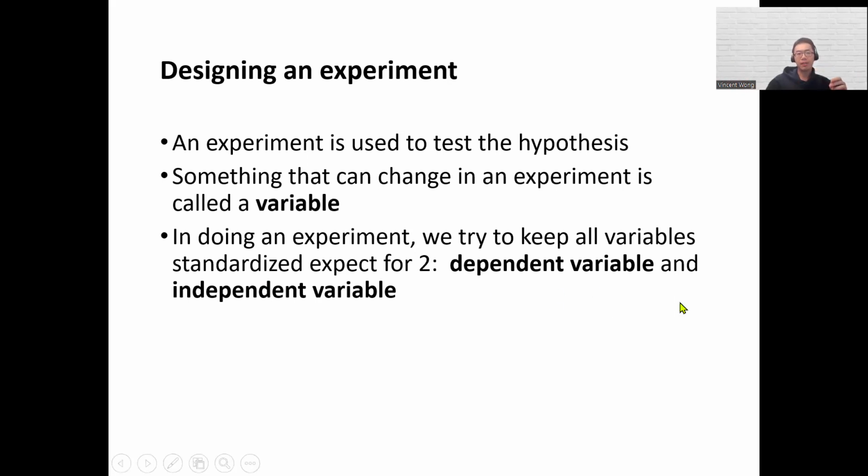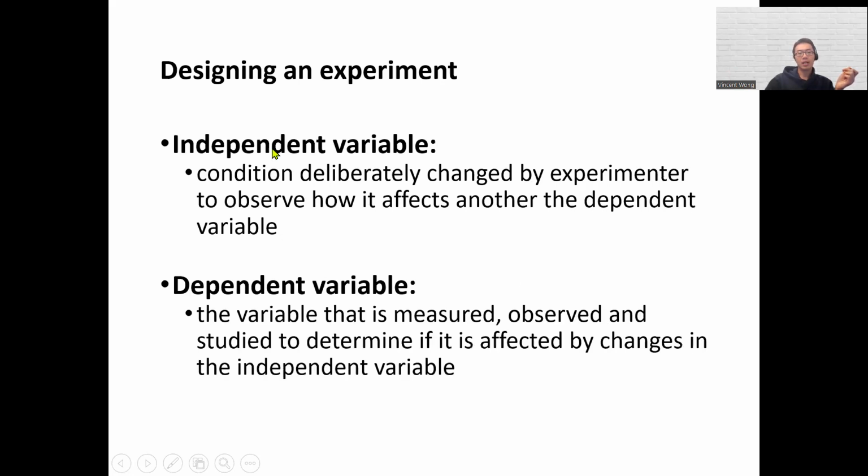Those are the dependent variable as well as the independent variable. So what is it? The independent variable is, I'm just going to read it to you first and then explain: a condition deliberately changed by the experimenter to observe how it affects another, dependent variable. What does that even mean? Okay. So the independent variable is the one that you are in control of. This is the one where you are purposefully making changes.